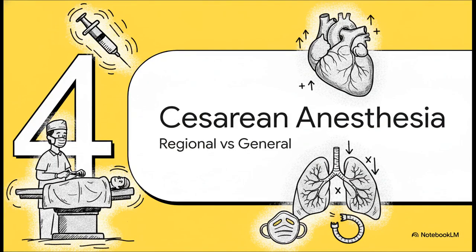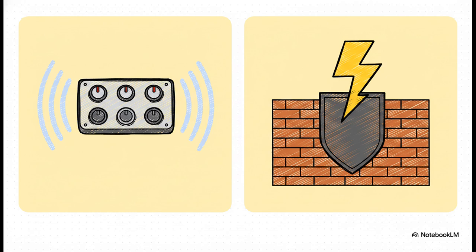Section 4. Cesarean section anesthesia. Sometimes we have to escalate to the OR for a C-section. In modern OB anesthesia, we overwhelmingly prefer regional over general anesthesia because it directly lowers maternal mortality by avoiding failed intubations. When choosing between epidural and spinal anesthesia, it really comes down to the situation in front of you.